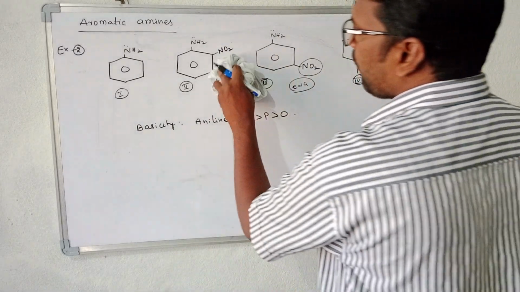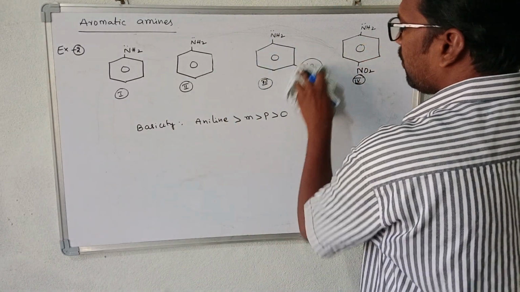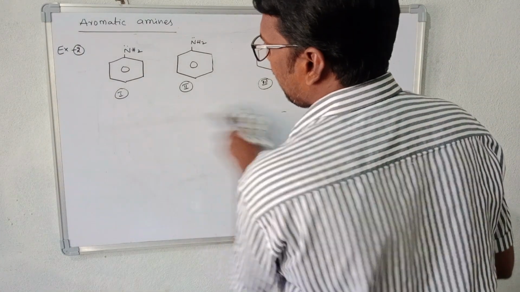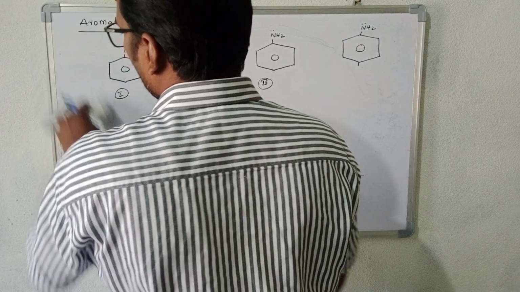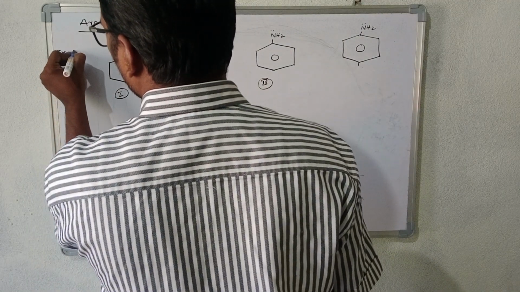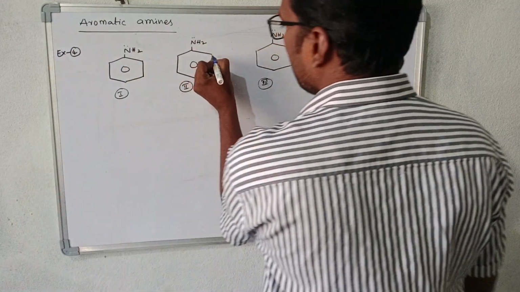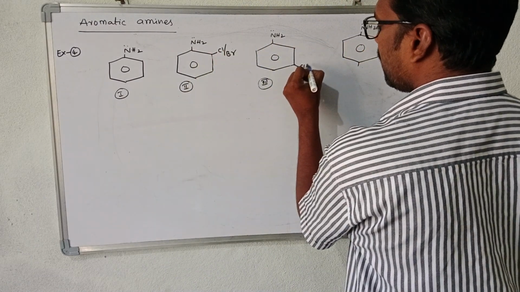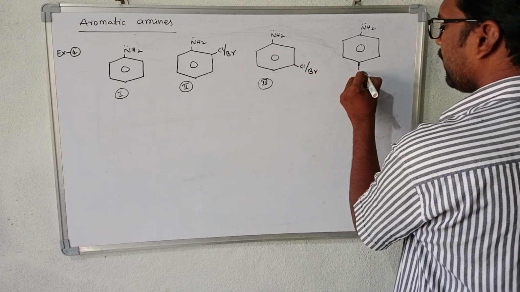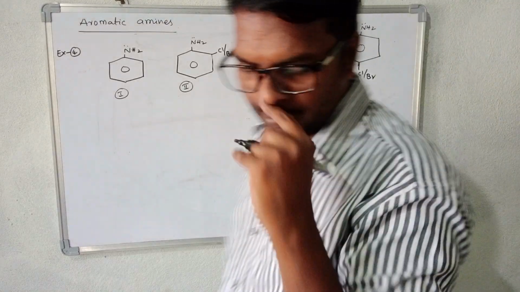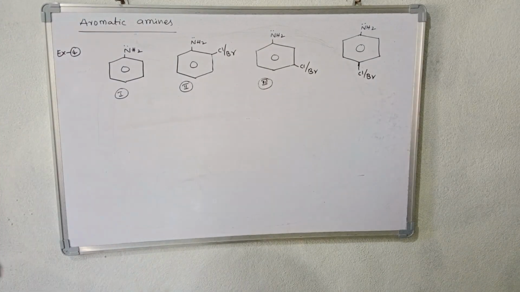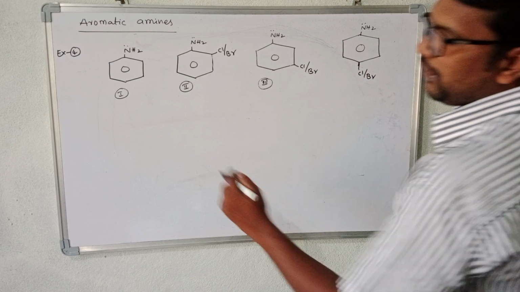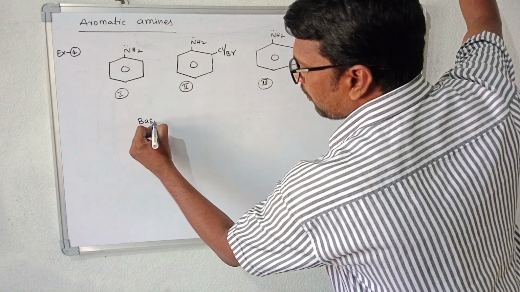Right. Now in place of the NO2 group, we take another example, that is the fourth example. In place of NO2, we take chlorine or bromine, that means nothing but a halogen group. Okay, right. Now you see, when you compare these, in this case the basicity order.